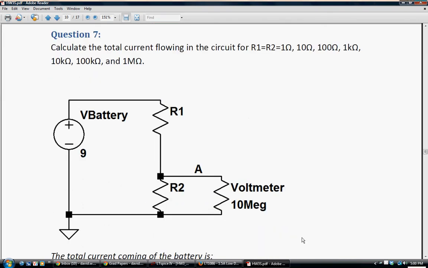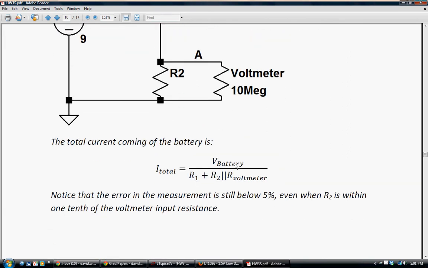Now, question 7 is almost the same question as 5 and 6, except RS is now R1 and R1 is now R2. And what we're doing is having R1 and R2 equal to each other at 1 ohm, 10 ohms, 100 ohms, kilo ohms. And you can get the total current.